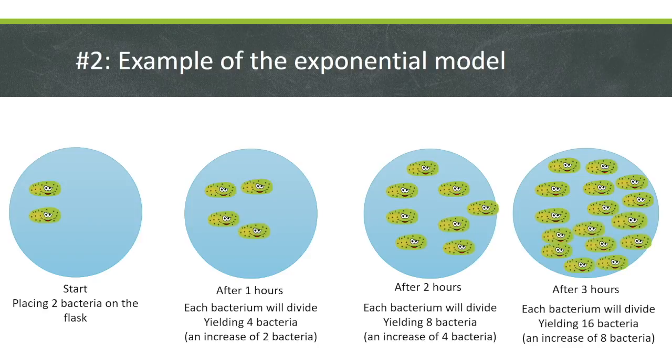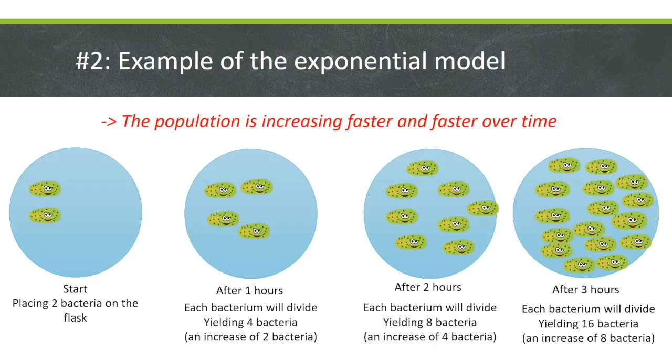As you can see, from start to 1, I have an increase of 2 bacteria. From 1 to 2, I have an increase of 4 bacteria, and from 2 to 3, I have an increase of 8 bacteria. So the population is increasing faster and faster over time. This is the basic concept of the exponential growth model.